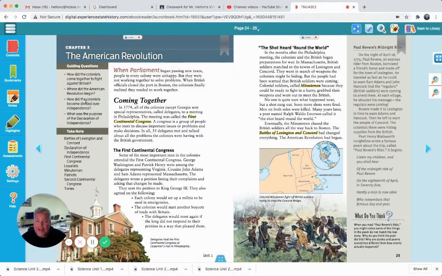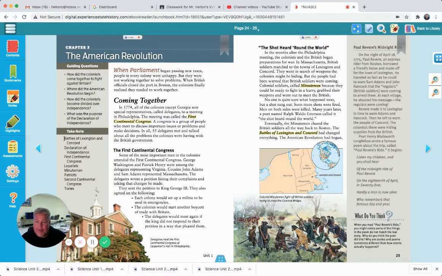How did the colonists become divided over independence? Divided means they're not together. So some colonists want independence and some don't. We'll talk about what independence means. And then, what was the purpose of the Declaration of Independence? So we're going to answer these 4 questions in our lesson today.